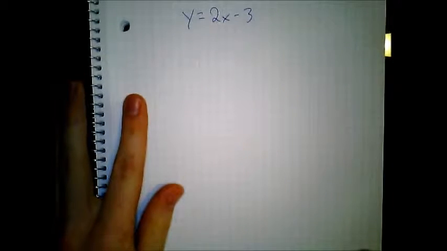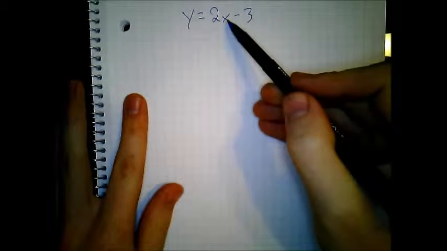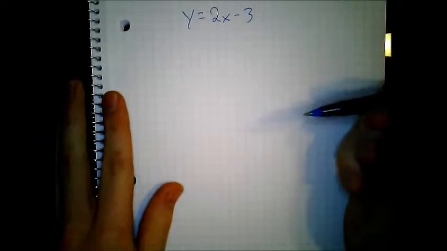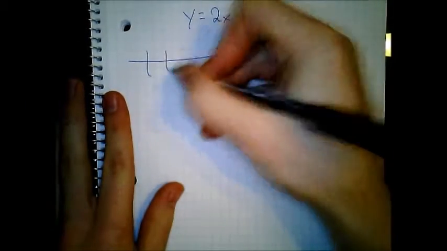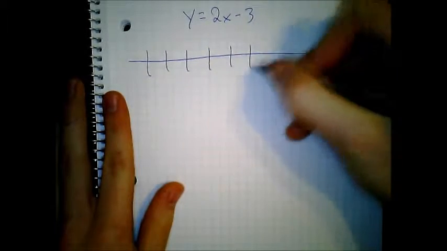So let's say we have the rule y equals 2x minus 3. This means we're multiplying our input by 2 and then subtracting 3. So let's make a table to get started. Just our typical input-output table.